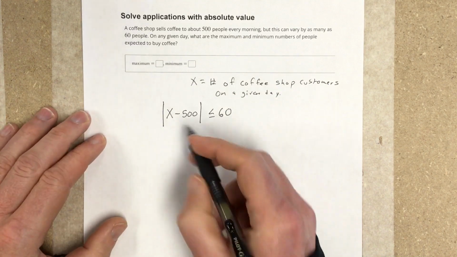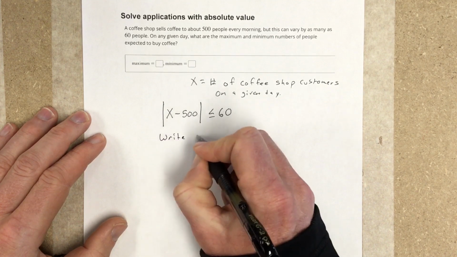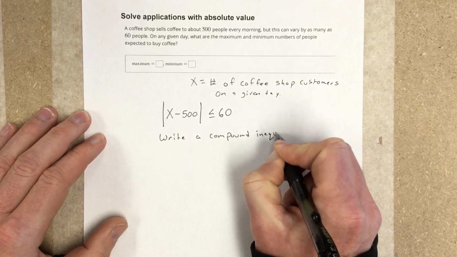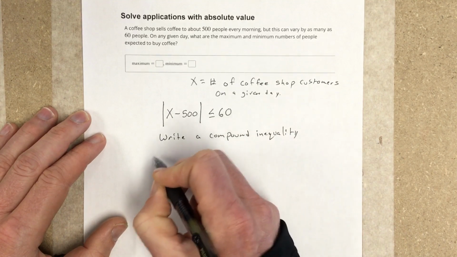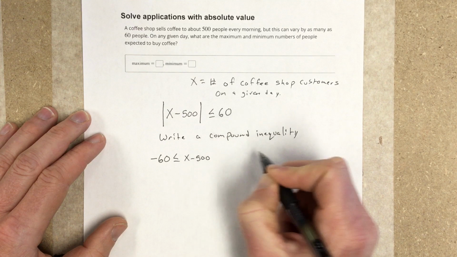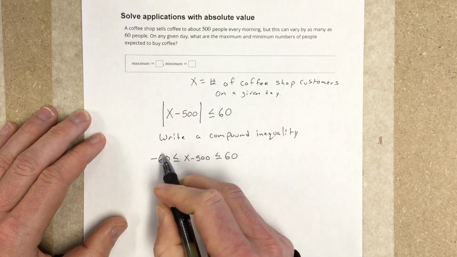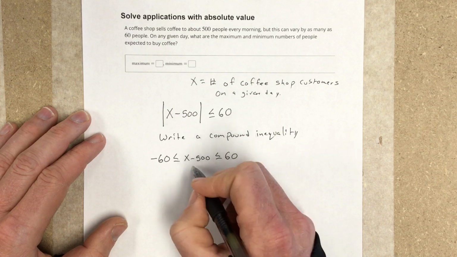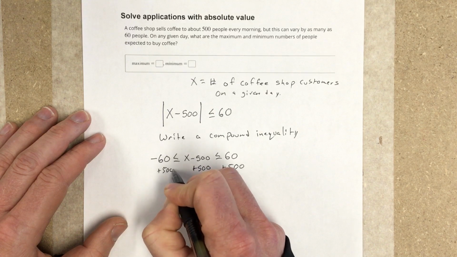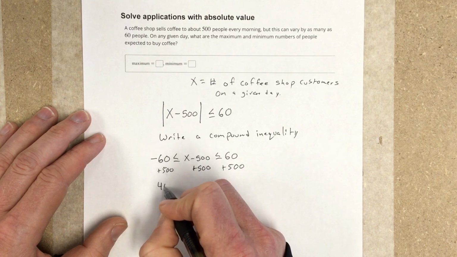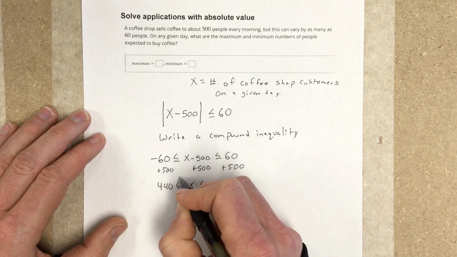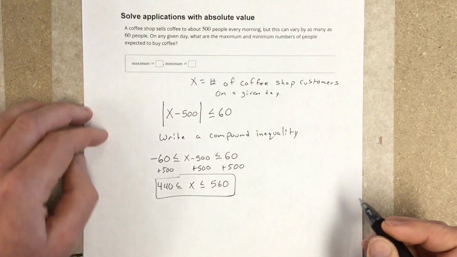Just like the previous problem, I'm going to write a compound inequality. And when I do that, I have negative 60, which is less than or equal to X minus 500, which is less than or equal to 60. So I can be a little below it or a little above that 500 mark. Let's add 500 to each side. And we end up with 440 less than or equal to X less than or equal to 560. So my minimum is 440 customers and my maximum is 560.